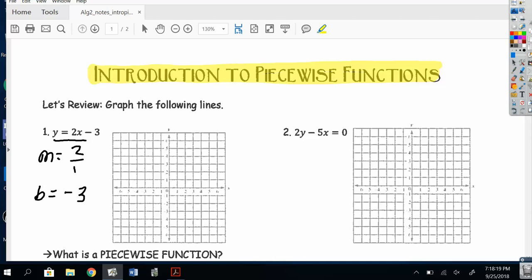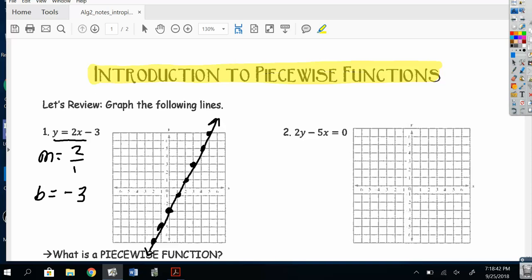So when I'm graphing a line, I'm going to plot b first on the y-axis, so -3. And then I go up 2 over 1, plot a point. Up 2 over 1, plot a point. And then I just keep going all the way across my paper. And I connect my dots.